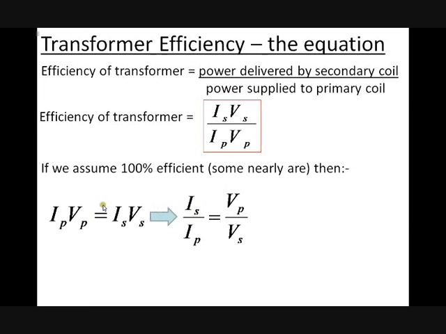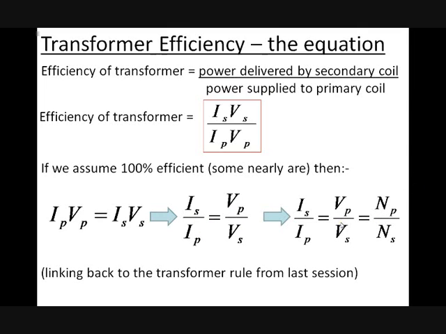So we can quickly rearrange this. Very easily, we can just say that Is over Ip is equal to Vp over Vs, and using what we know about the ratio of turns to voltages, we can come up with a three-way relationship here, that this is the ratio of the current to the voltage to the turns. And notice that Vp over Vs is equal to Np over Ns. I've just flipped it from last time. So the ratio of the primary to the secondary is the same for the voltage and turns, but the current is reversed. It's the ratio of the secondary to the primary, because remember, as voltage is going up, then current must be coming down, and vice versa.